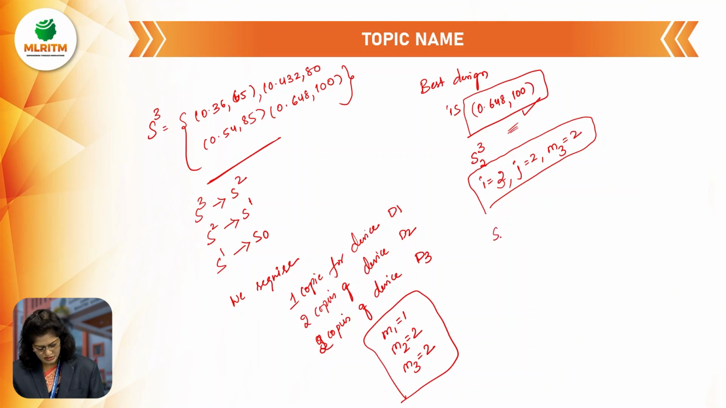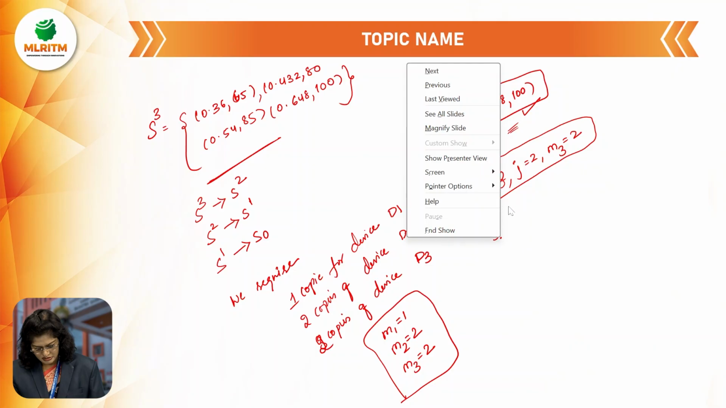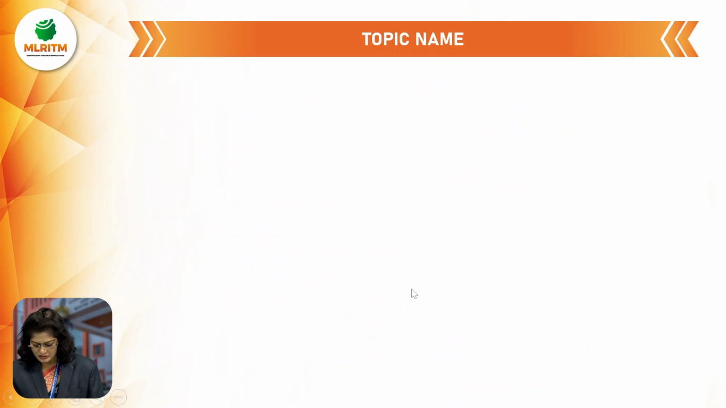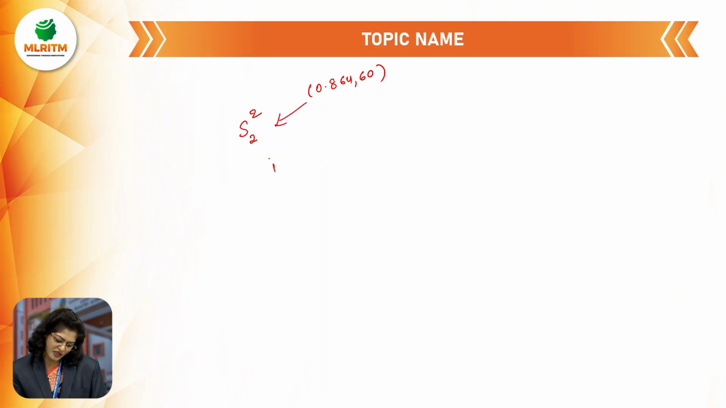Yes, S2 2. That is 0.864 comma 60, which is present in S2 2. So where we are going to take I value equals 2 and J value equals 2 and M2 value equals 2. This again came from S2 2.